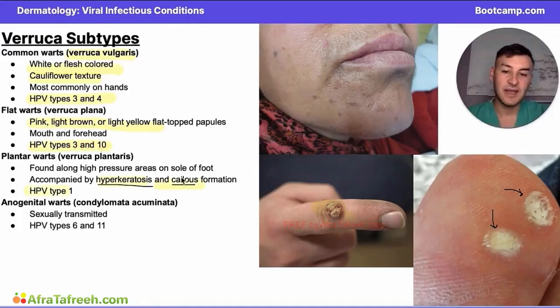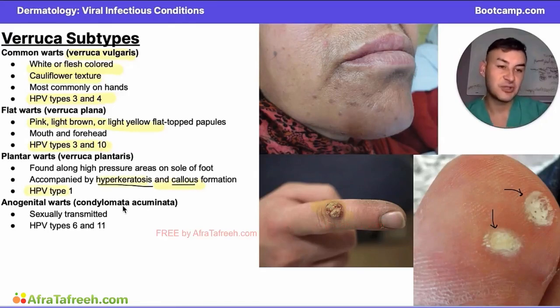Next, we're going to have anogenital warts, which are known as condylomata acuminata, and these are a sexually transmitted type of wart, and they are due to HPV types 6 and 11.